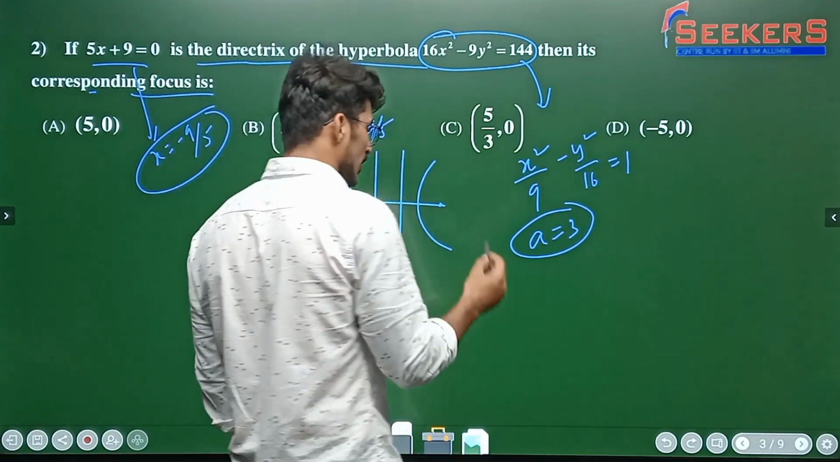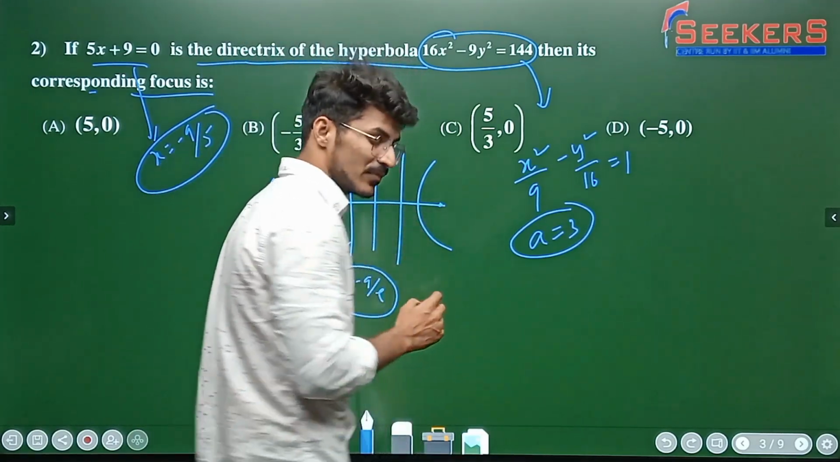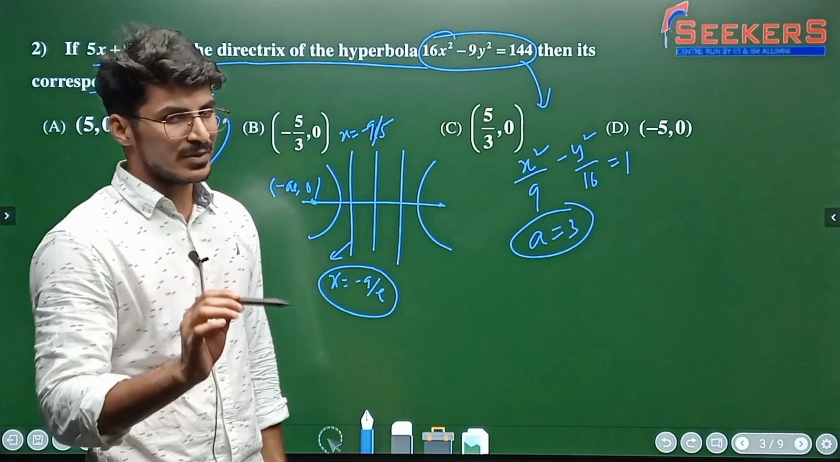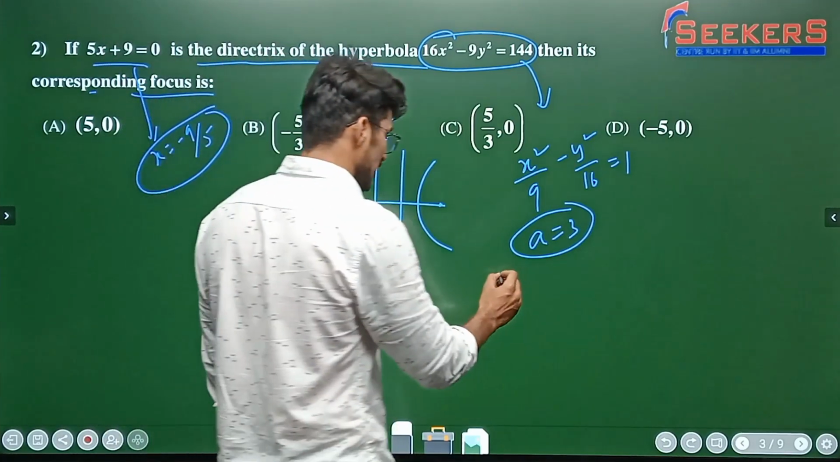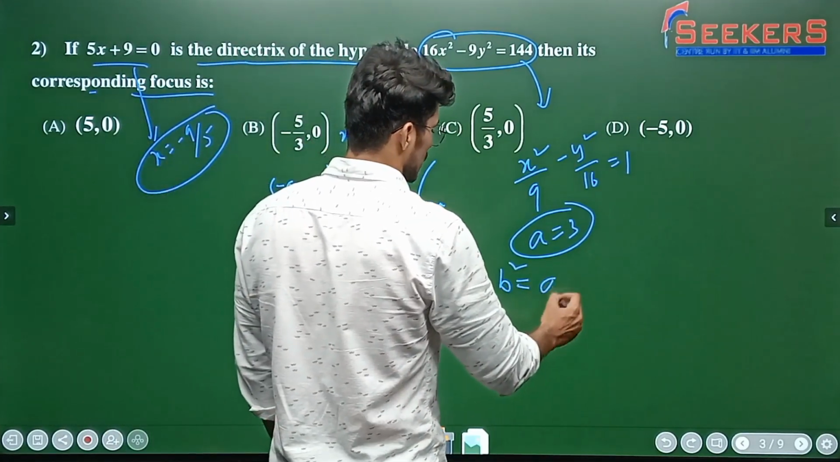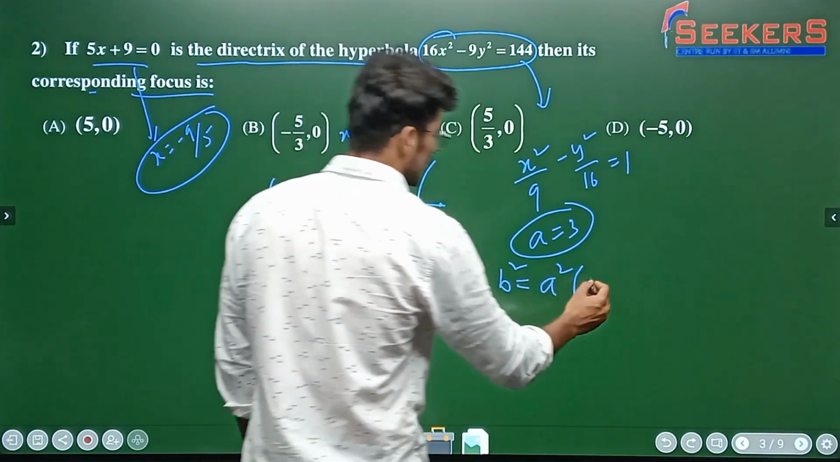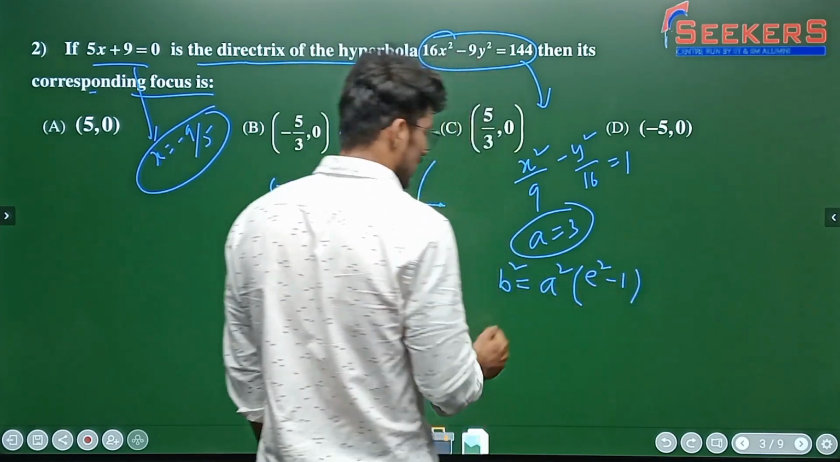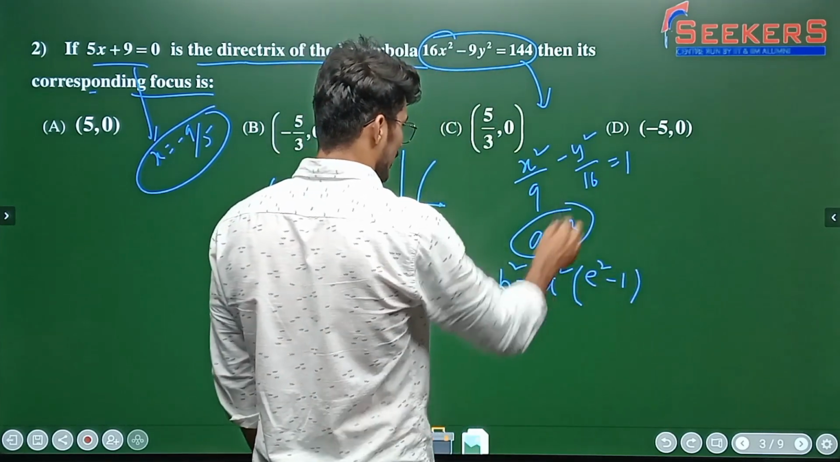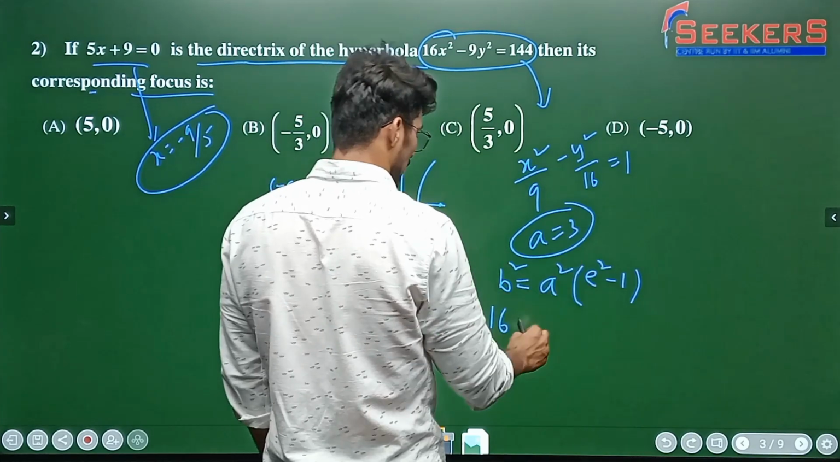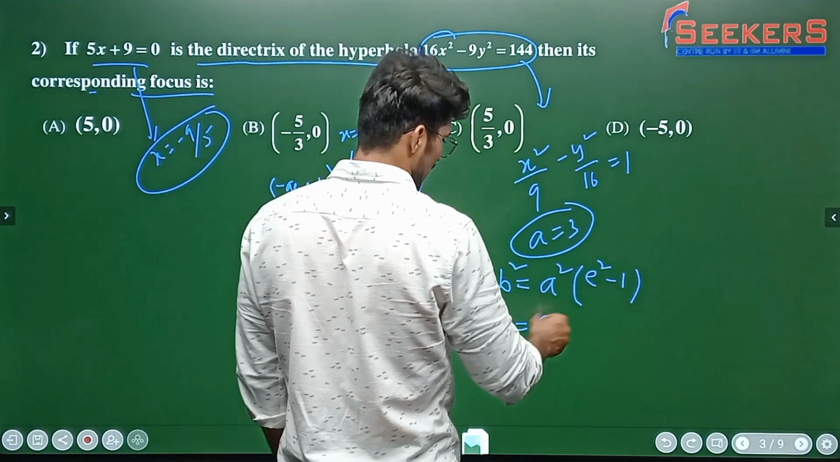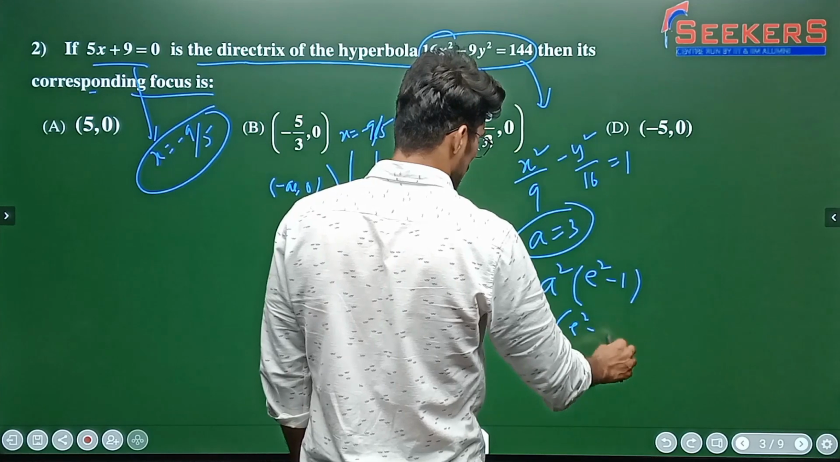So what am I going to do here? Let us try to find out the eccentricity. For finding eccentricity, we use the relation between a, b and e. So what is the relation here? b square is equal to a square into, this is a hyperbola, so e square minus 1, right? Now b square is what here? 16. Alright, b square is equal to 16. A square is 9. So e square minus 1.